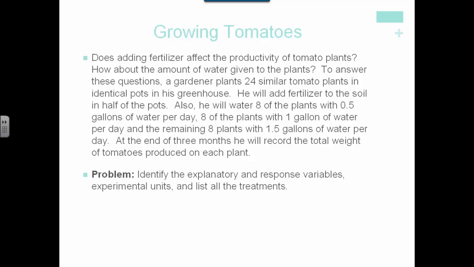Also, he will water 8 of the plants with 0.5 gallons of water per day, 8 of the plants with 1 gallon of water per day, and the remaining 8 plants with 1.5 gallons of water per day. At the end of 3 months, he will record the total weight of tomatoes produced on each plant. Identify the explanatory and response variables, the experimental units, and list all of the treatments.